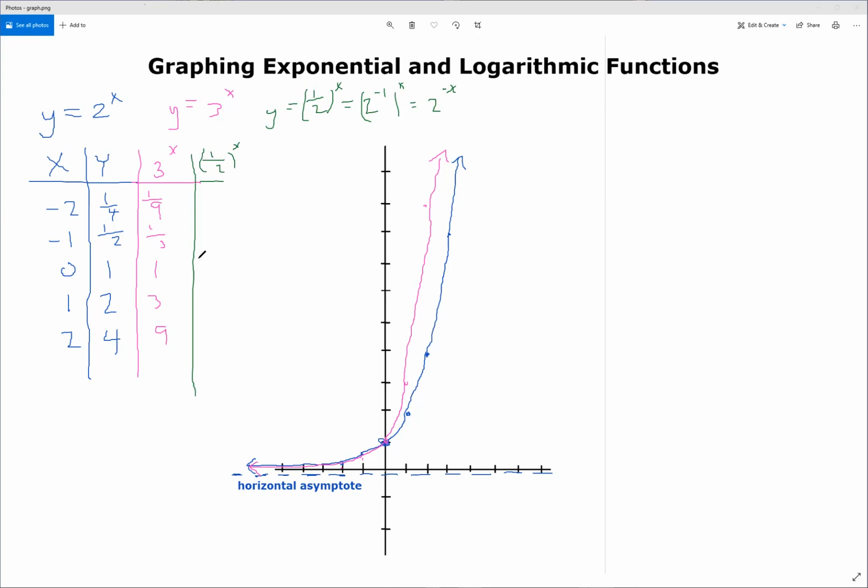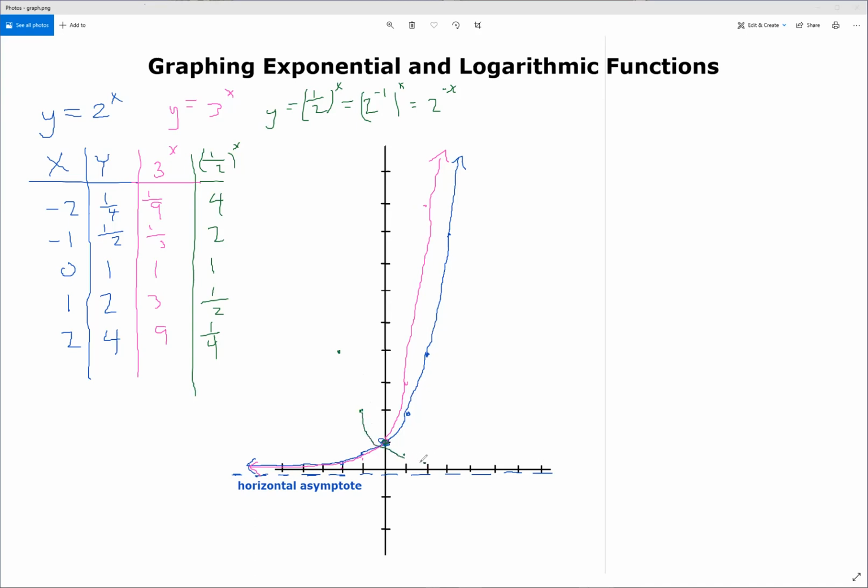So first of all, plugging in a 0 is still going to give us a 1, because anything to the 0 power is 1. But now, if we plug in a 1, it's like we plugged in a negative 1 over here. So it's 1/2. And likewise, 2 is like plugging in a negative 2 to the blue graph. And this goes in reverse the other way too. So we end up with 1, 2 over here, 4 over here, but then 1/2, 1/4.